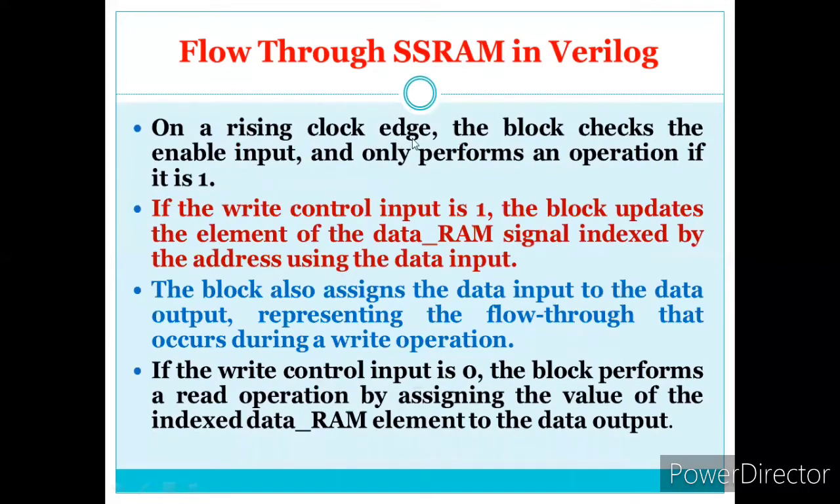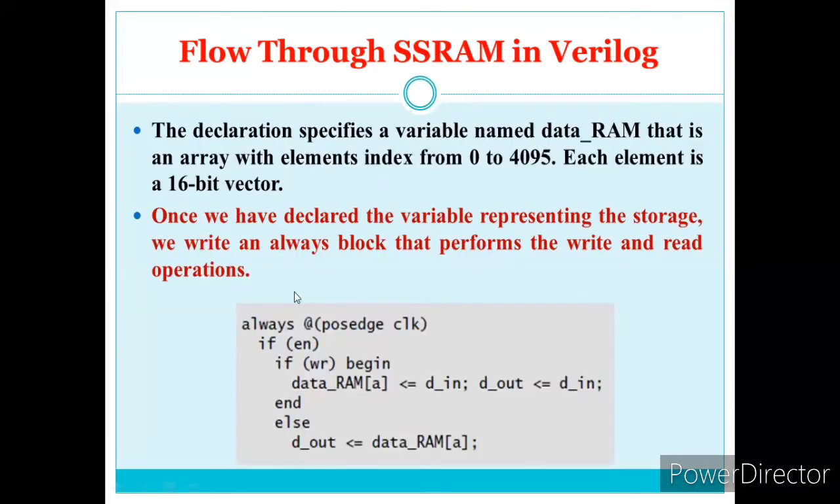So on the rising edge of the clock, the block checks the enable input and only performs an operation if it is 1. Okay. So if the write control is 1, as I discussed, the block updates the element in the RAM and the same thing is passed to the output because it is a flow through. And if write enable becomes 0, it performs the read operation. Okay, so this is a simple explanation of the always block for the given memory.